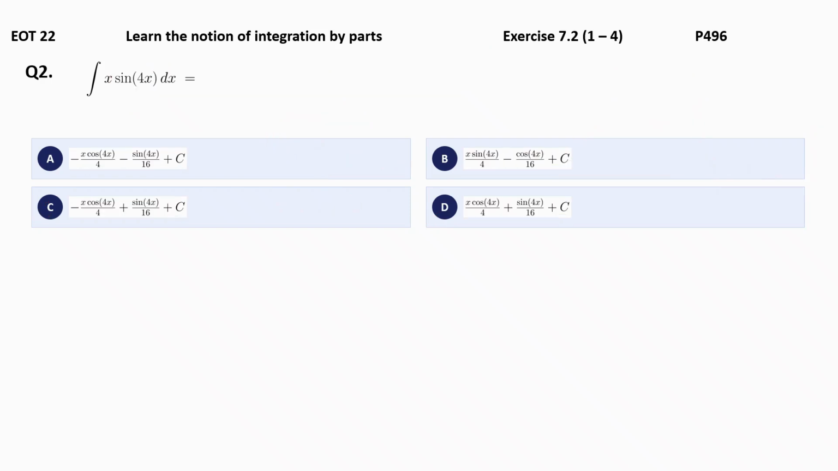Let's move to question number 2. Here you will consider your u as x and your dv as sine 4x dx. In that case, if you derive your u, your du will be dx, and you integrate your dv. When you integrate your dv, you will get your v. But please note, your angle is 4x, isn't it? So 4 is a coefficient of x. So while integrating, be aware to write 1 over 4 in the beginning.